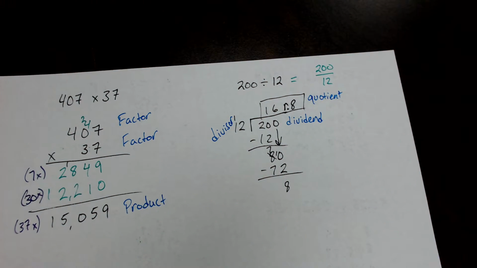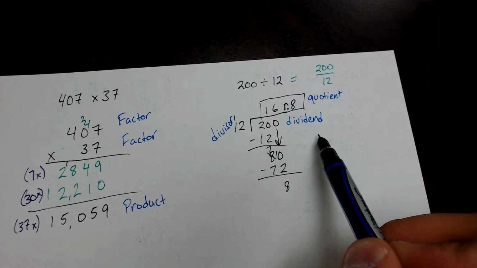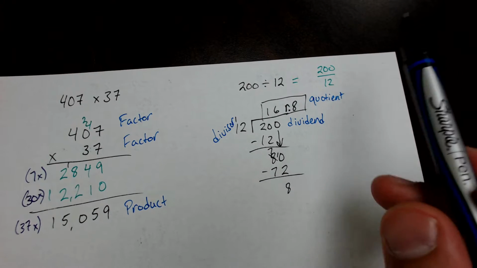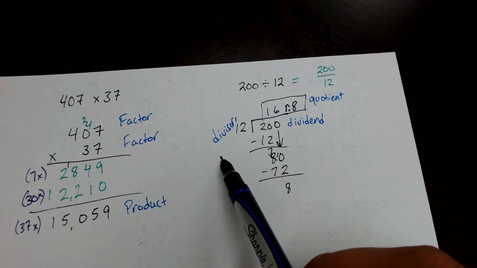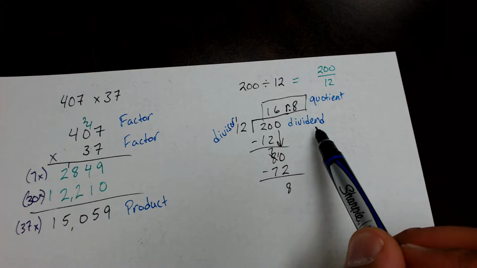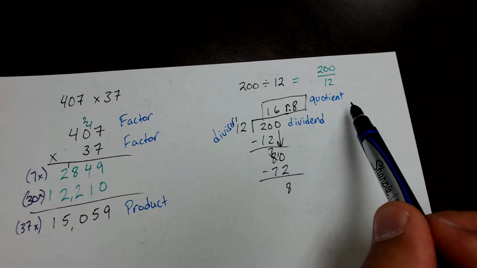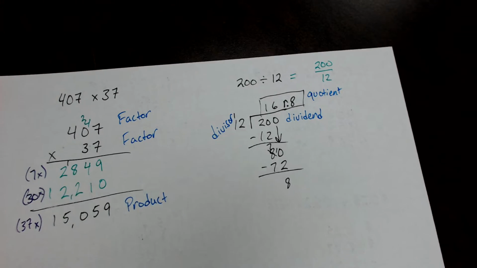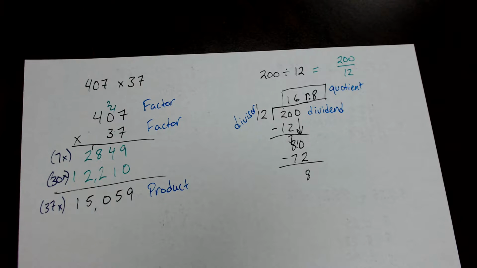All right. So we have divisor, dividend, quotient. Remember, the divisor is the one doing the dividing. The dividend is the one being divvied up. And the quotient is the answer. Okay. So a few more words for us to memorize. And then that'll help us when we start doing our multiplication and division facts.